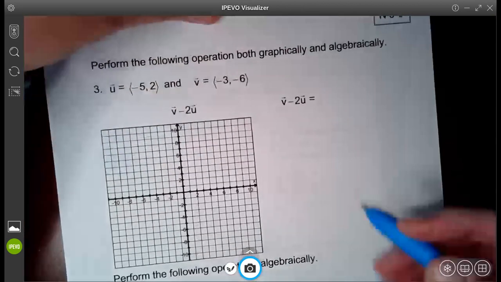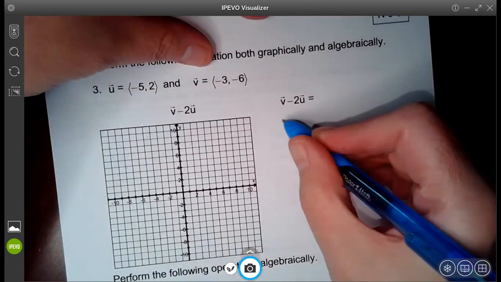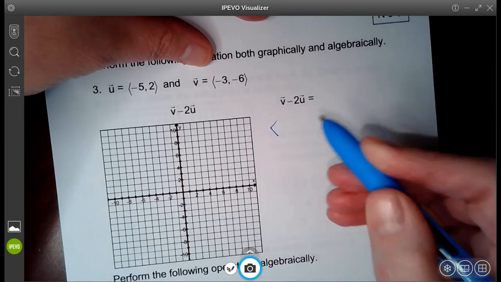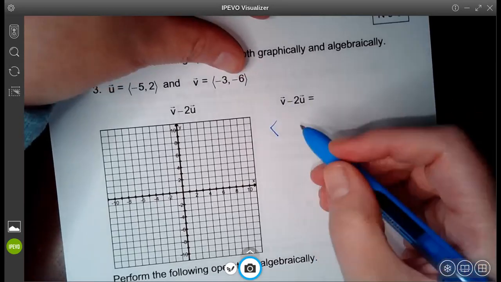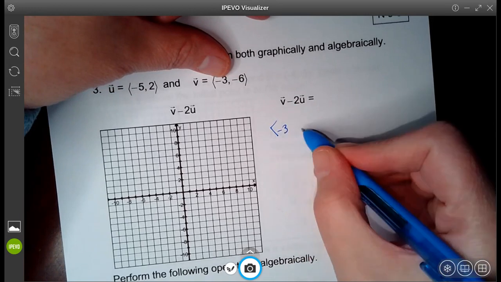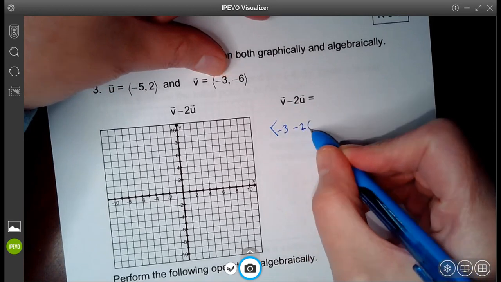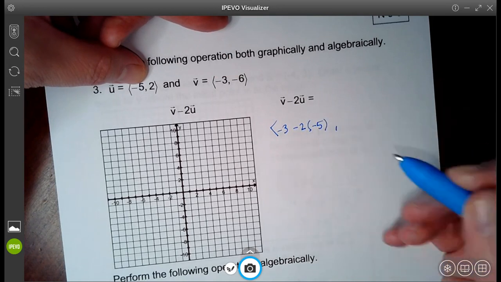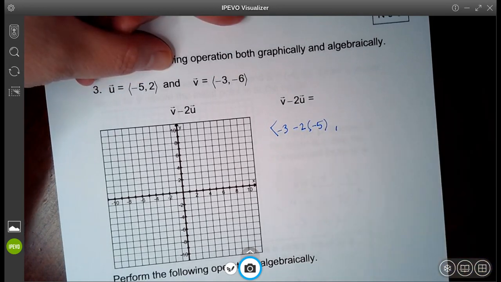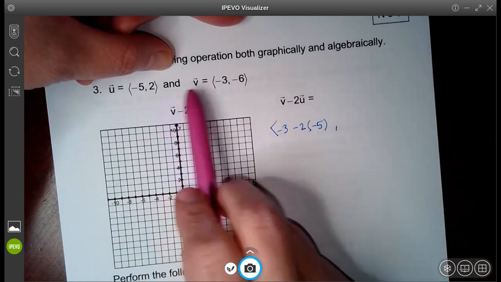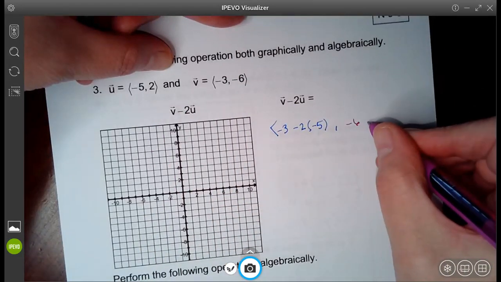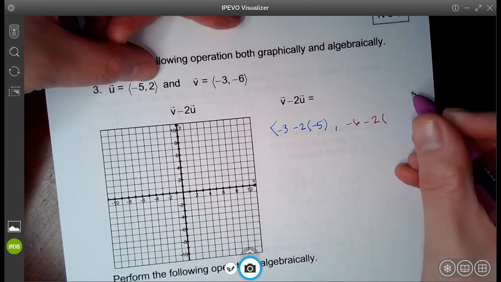So I have v minus 2u, and I want this to stay in component form. So v, I'm doing v first. So my x is negative 3 minus 2 times whatever u is, so I have a negative 5 here, comma, and then I'll do this in a different color. All right, so my y's, v, so I have negative 6 minus 2 times whatever the u is, which was 2.